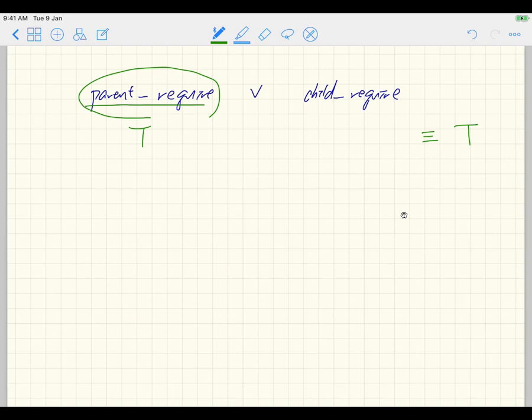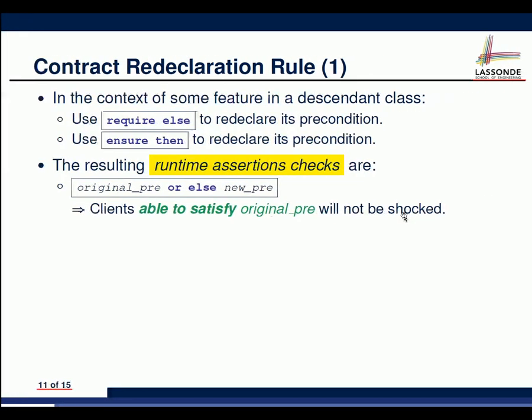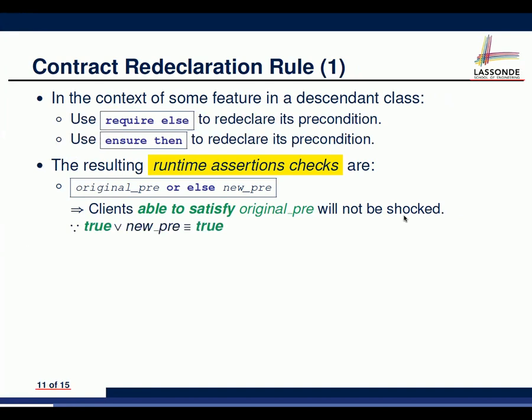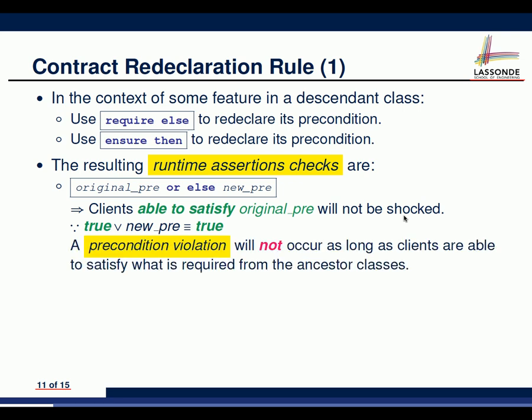You are not obliged to also satisfy the child require. That means you should never try to strengthen the precondition in the child level. It simply has no effect at runtime. Okay? So you will see that over here. The precondition at the child level will be just true, so you should be satisfied. That's why they choose disjunction. A precondition will not fail as long as you're able to satisfy the precondition at the parent level.